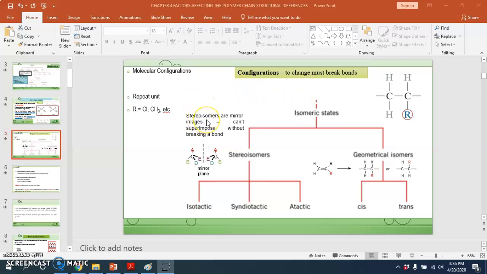Okay, what is stereoisomerism? We look at this first: the isomeric state. The isomeric state can be divided into stereoisomers and geometrical isomers. What are stereoisomers? Here, isomer variation occurs as a result of the three-dimensional structure of some polymers.